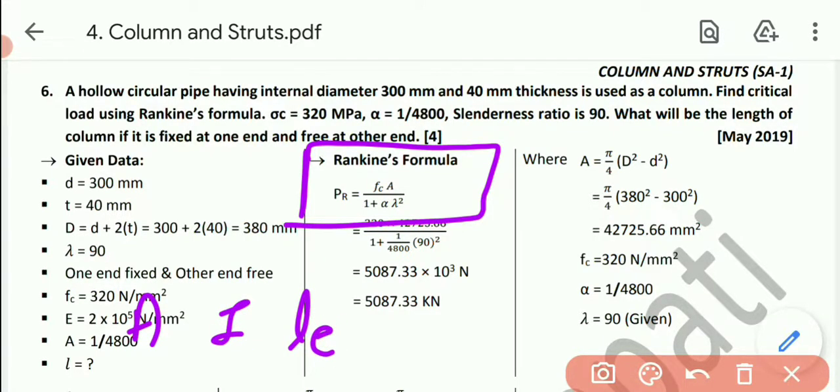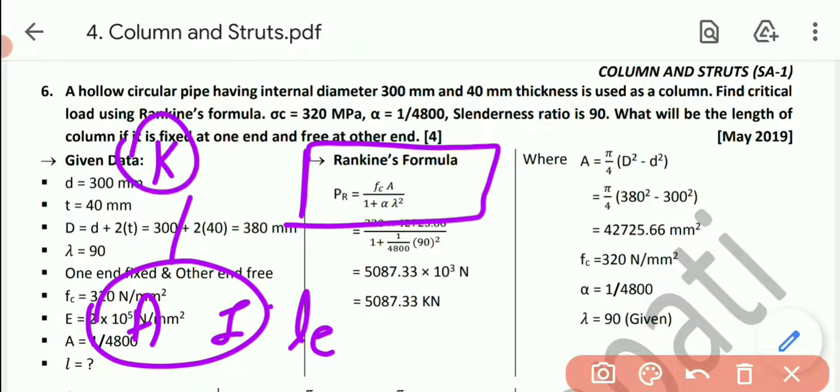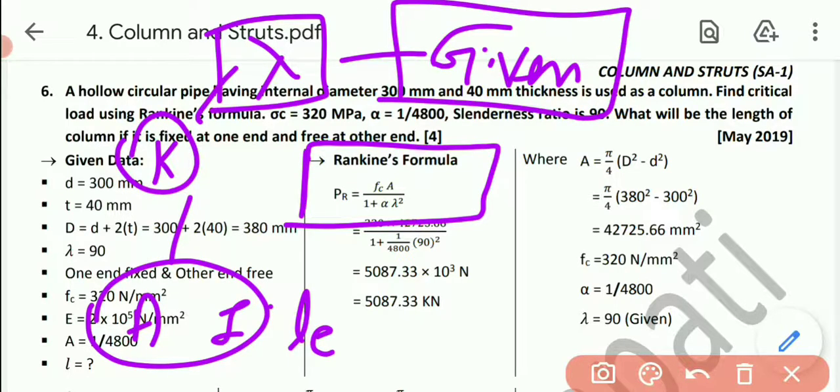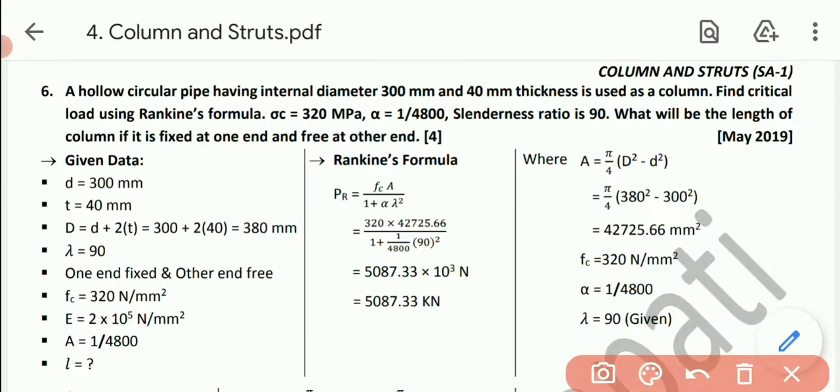From I and area I will get the value of k, and from k I will get the value of lambda, like that. But in this example lambda is already given to us, so there is no problem with the lambda. So I can directly use the formula. Only I need to calculate the unknown, that is area.